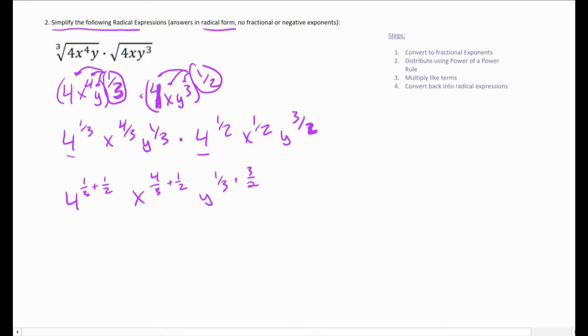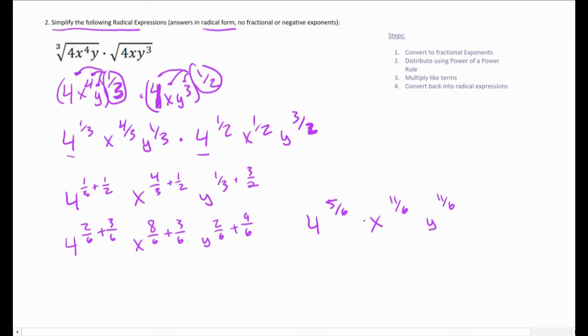Now I'm just going to have to add these fractions together to get what I'm going to be looking at for my final answer. So I have to do a little bit of fraction changing here. So this is going to be 2/6 plus 3/6. Now that I have all common denominators, I can start adding these together, which gives me 4 to the power of 5/6 times x to the power of 11/6 and y to the power of 11/6.